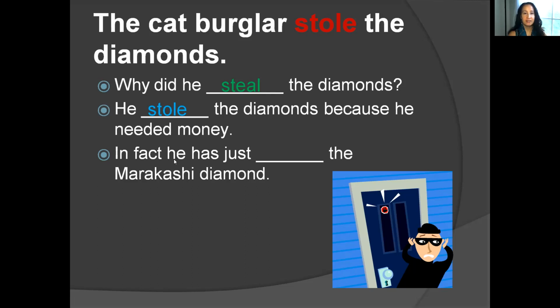In fact, he has just blanked the Marrakeshi diamond. What could this be? In fact, he has just stolen the Marrakeshi diamond. Now remember, you have the en at the end. Has, see? Has, have, or had, all have the en at the end. Did you get it? Congratulations if you did. These were a little tough.